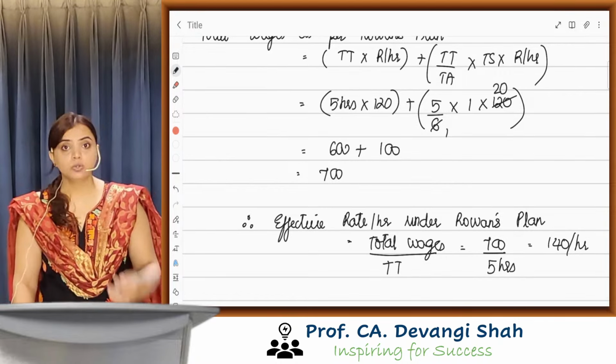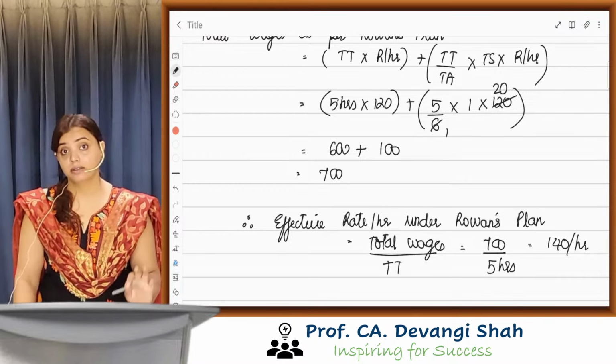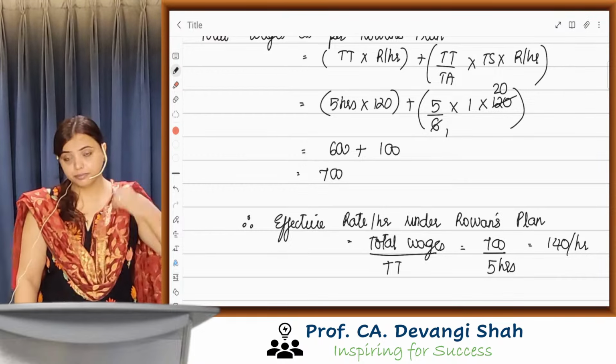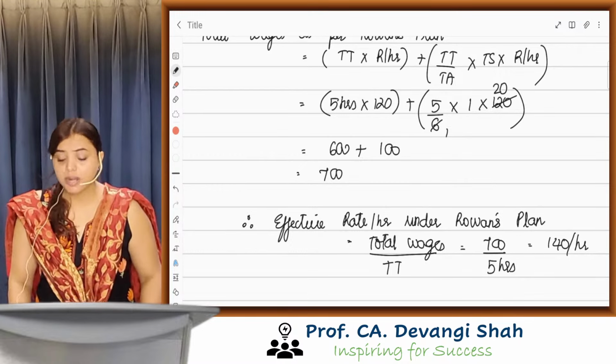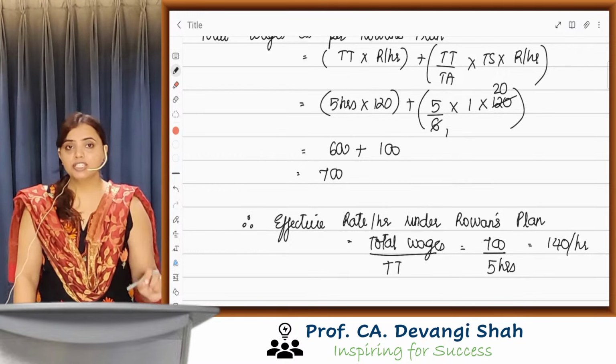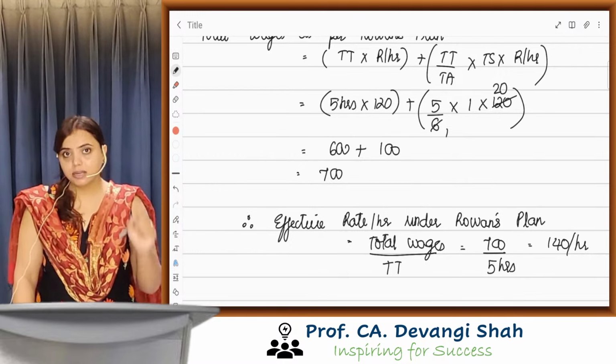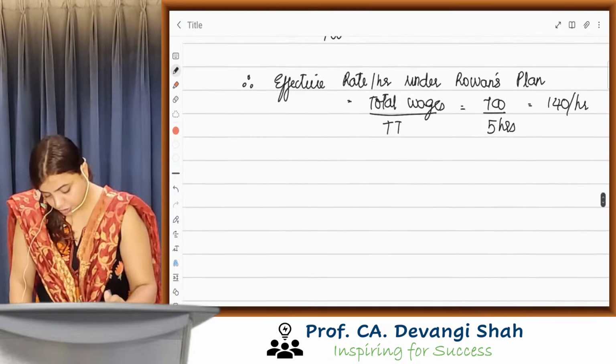Worker has earned 20 rupees more for every hour that he has worked. So this is effective wages under Rowan's plan. Now friends, what happens? The question part B is related to part 1, asking if the worker wants to earn the same rate 140 per hour, but what if Halsey plan is used? What is the time that he needs to save? This is the question.